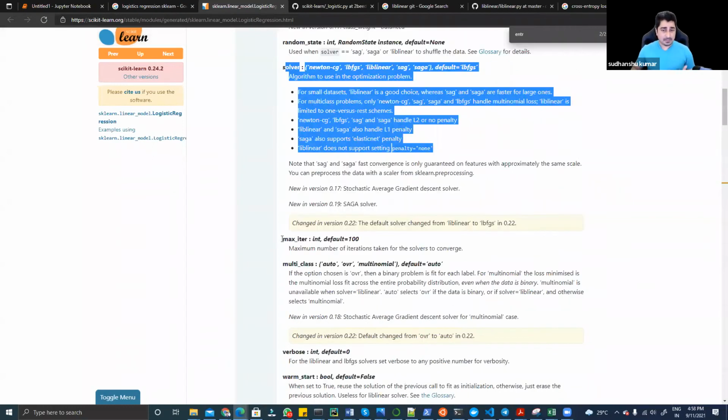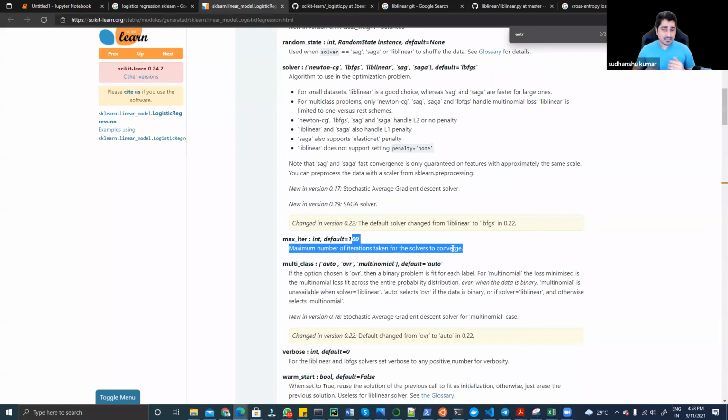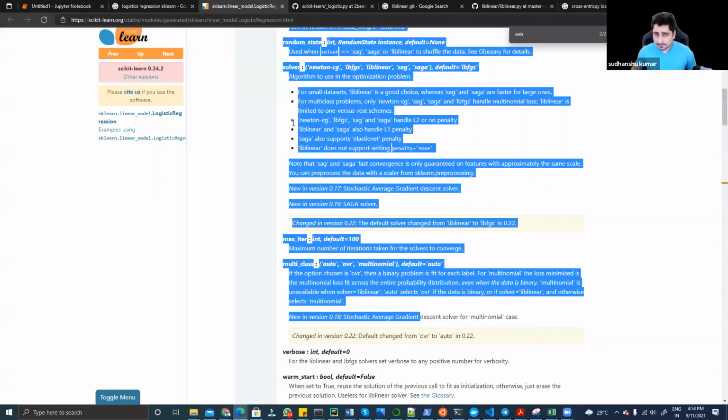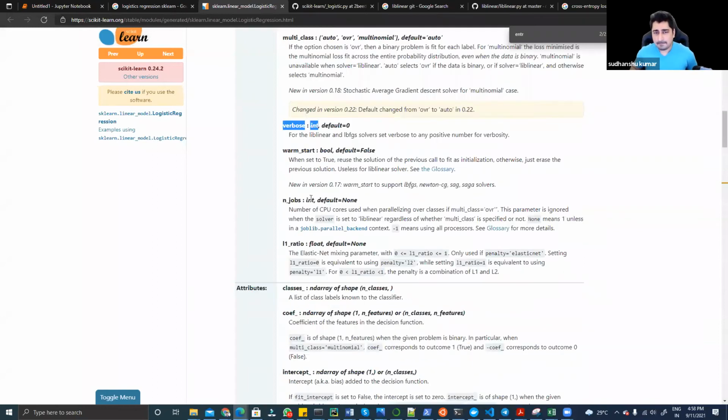Maximum number of iterations, so the maximum number of times we are sending data inside our algorithm. At the end of the day, it's a solver, right? I think we are able to understand multi-class, right? So what is the meaning of verbose? Anyone? Yeah. So the information, the internal things that you would like to display, that is something called verbose. Verbose is a very common parameter you will find in almost every algorithm. That's a default parameter, right?